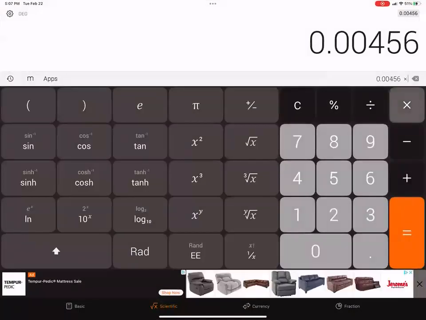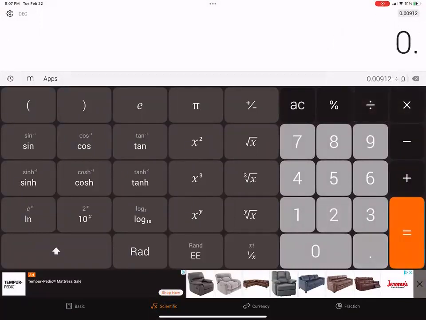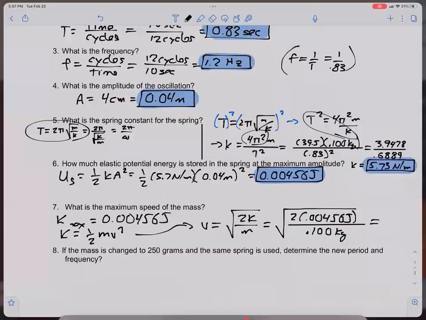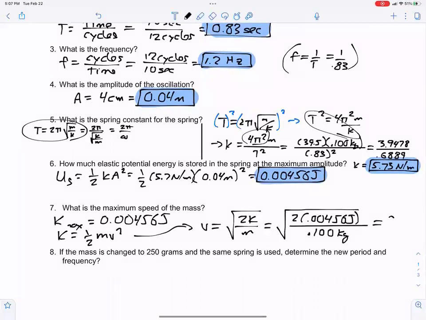So times 2, divided by 0.100, square root. And the block is moving at about 0.302. I'm just going to round that to 0.30 meters per second.